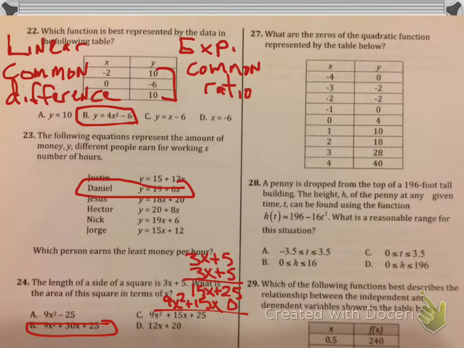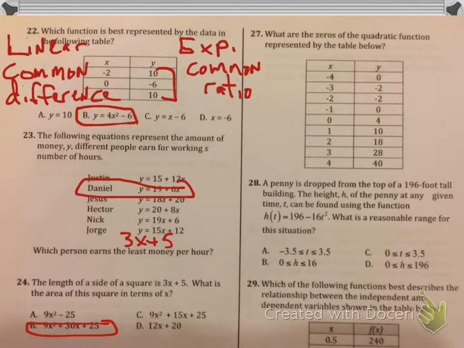If you did it by box, it's better with sound effects, by the way. Alright, if you did it by box, 3x plus 5, 3x plus 5. 3 times 3 is 9x squared. 3 times 5 is 15x. 3 times 5 is 15x. 5 times 5 is 25. And you have to combine those two. Still will get 30x, so there you go. Same answer, same thing. Distributive property. I get to show you all three.